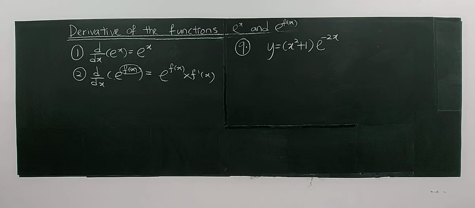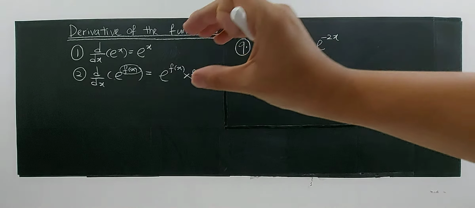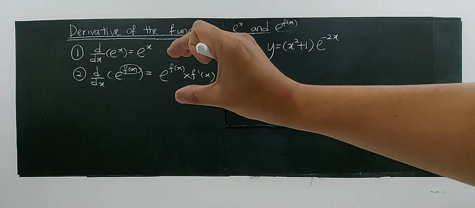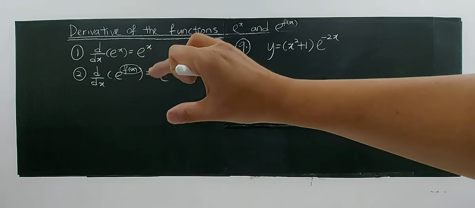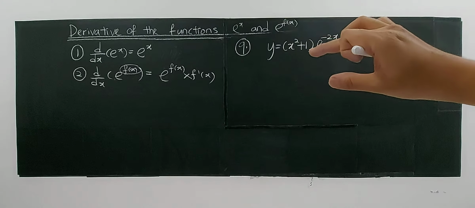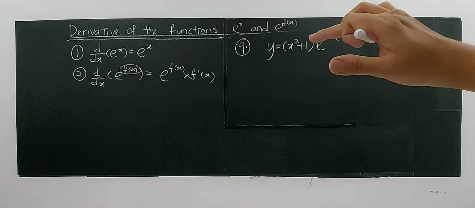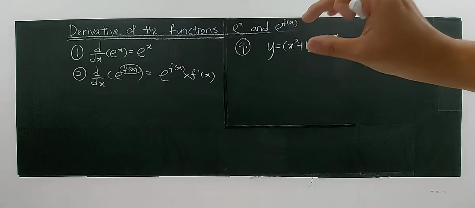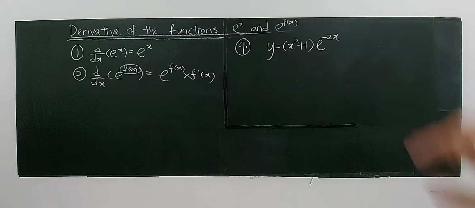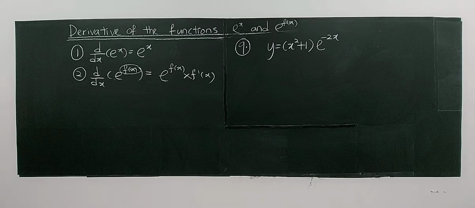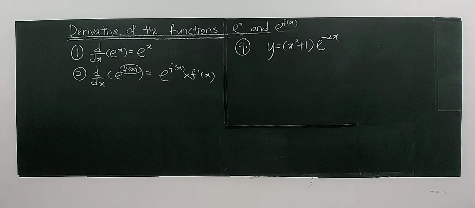Alright, example 9. So observe first. Can you directly apply this formula? The answer is no. Why? This is only a single exponential function, but look at this, you have an exponential function that is multiplied with another function. This is a product form. So the rule that we're going to use here before we apply the exponential formula will be the product rule.